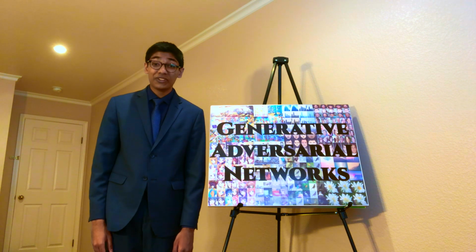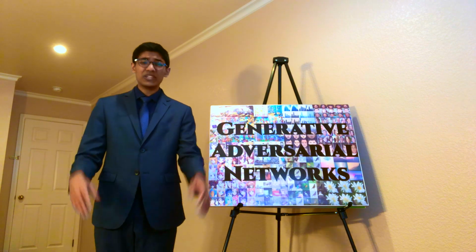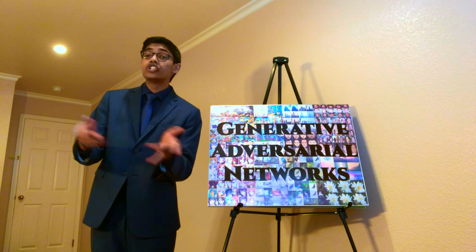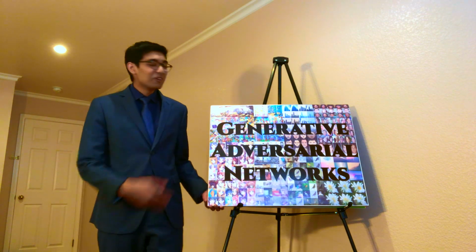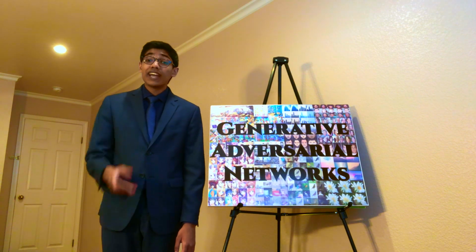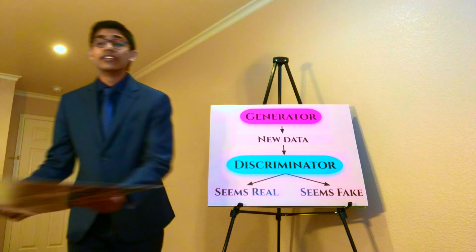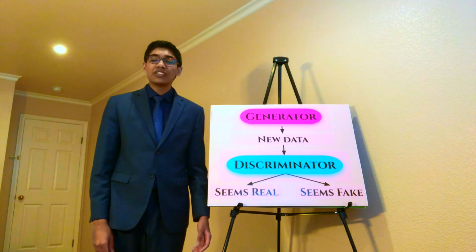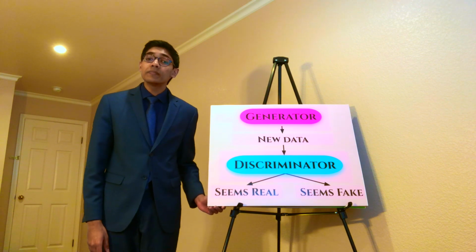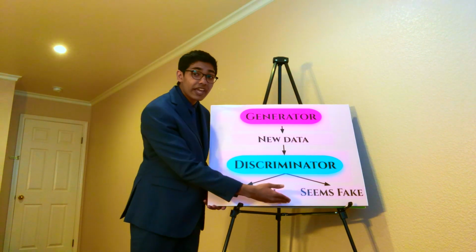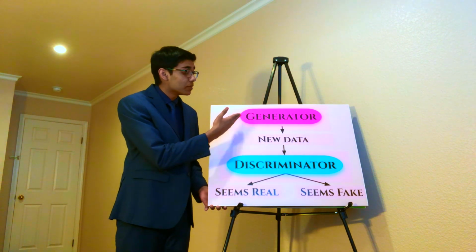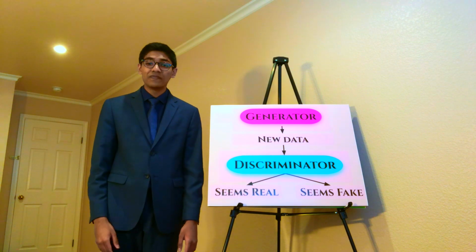Generative adversarial networks. It sounds convoluted in itself, but very simply, a GAN is an AI algorithm that generates new data. For example, this entire background poster was generated by AI. Now the algorithm is split into a generator and a discriminator. During the training process, the generator will generate new data, and the discriminator will determine whether that data seems real or fake. If the discriminator calls it fake, the generator will improve to make the data more real.